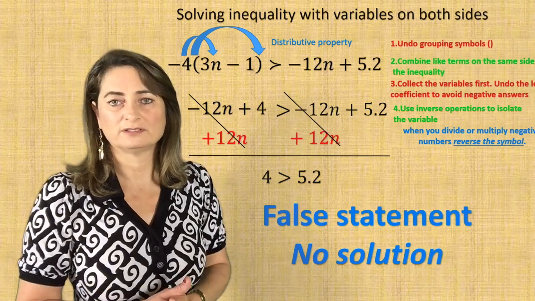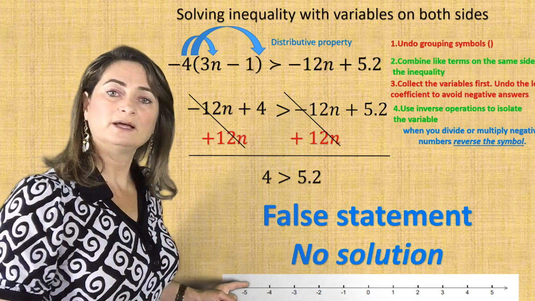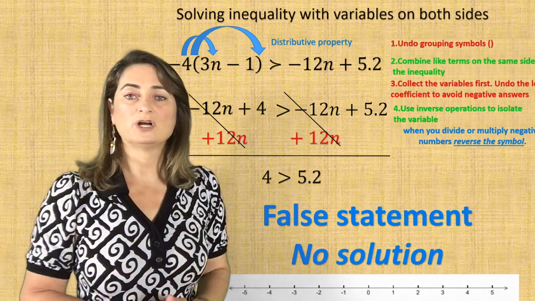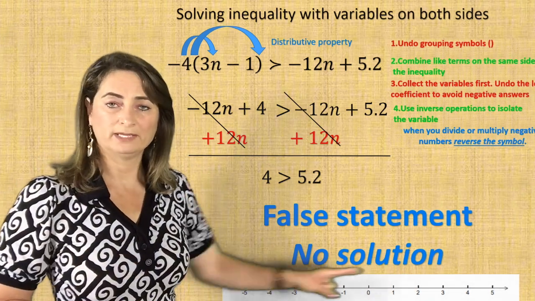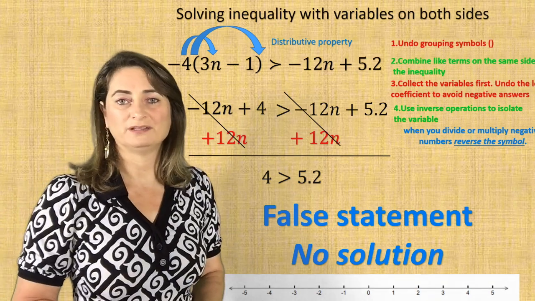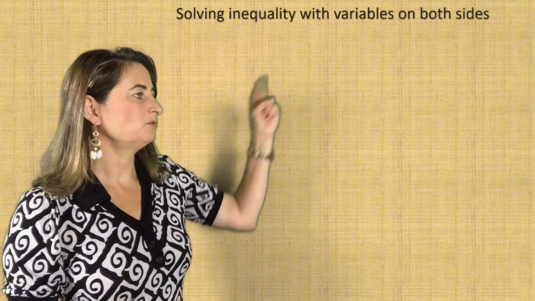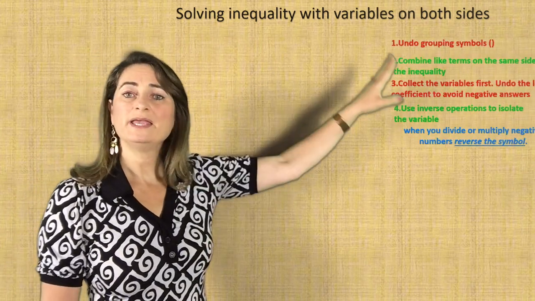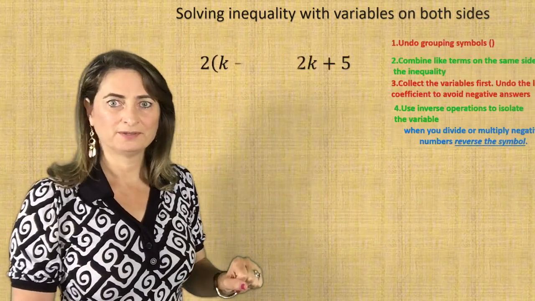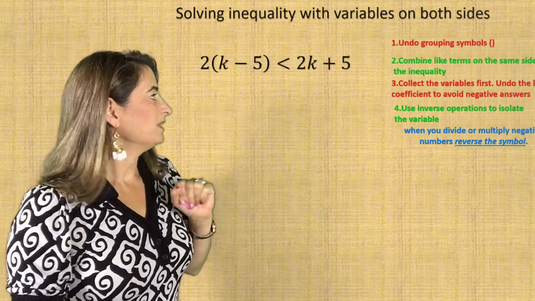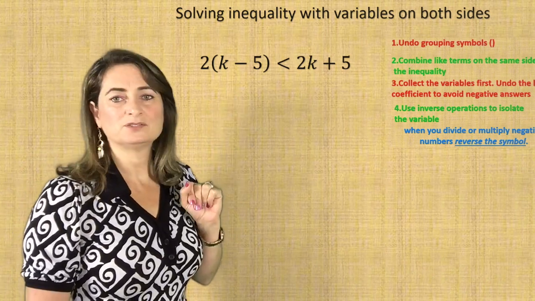So how can you graph it? You leave the number line alone, don't draw anything on it, but you have to have it. So make the graph, but do not put anything on it. Here's another example of solving inequality with variables on both sides, and the 4 steps are included. 2 times k minus 5 in parentheses less than 2k plus 5.